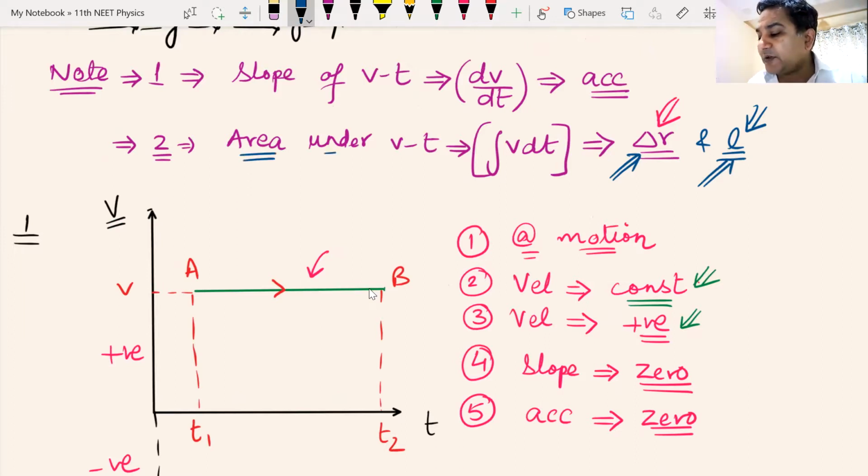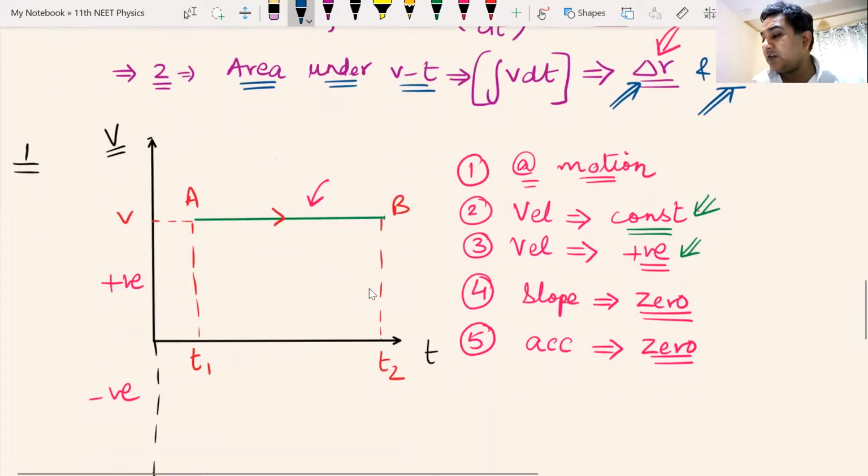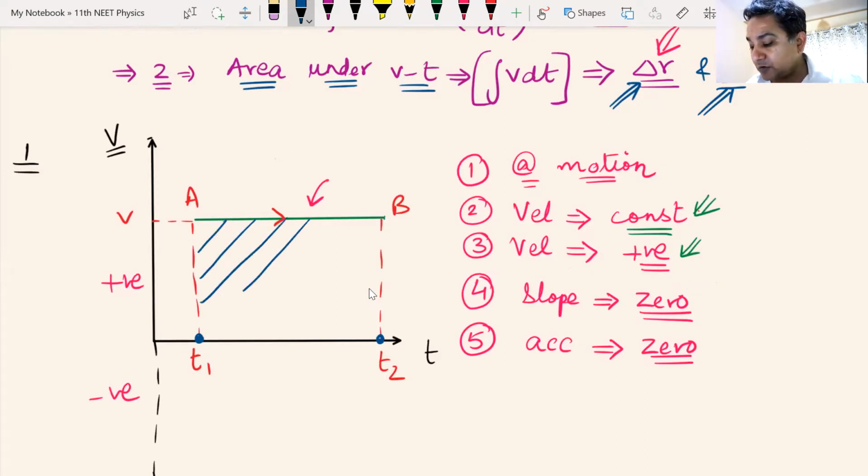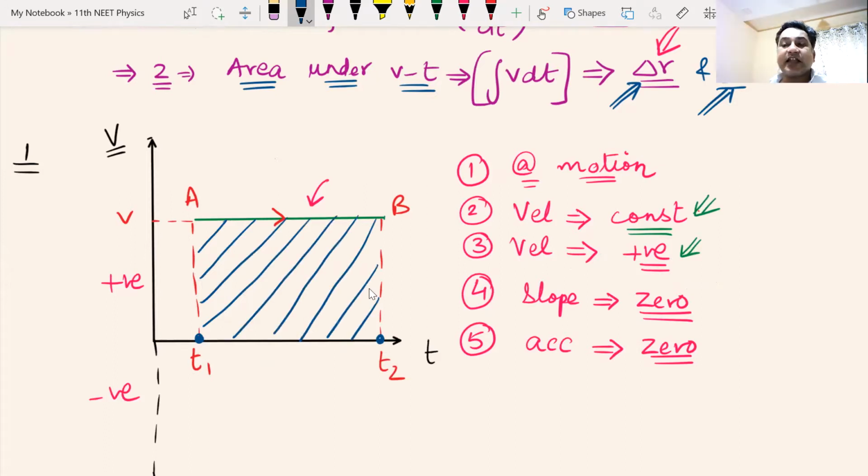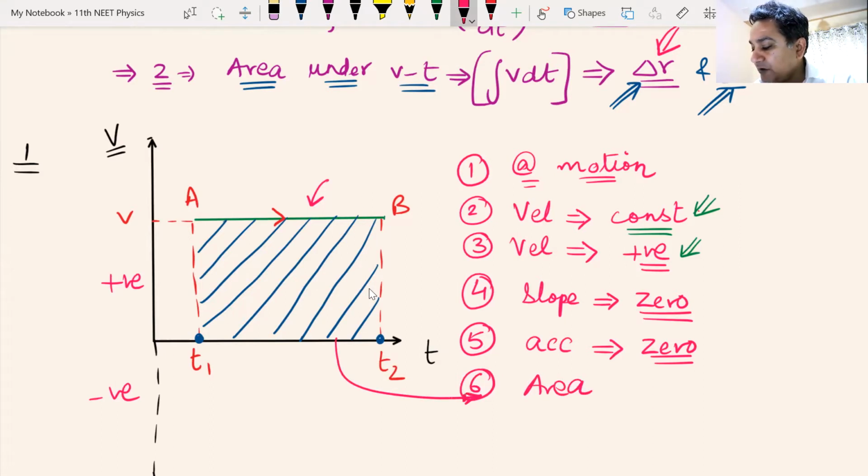To get the displacement or distance traveled, we must find the area under the velocity time graph. If I want to find the displacement or distance from time t1 to time t2 seconds, I must find the area. Which area am I talking about? This shaded region, which is nothing but the area of a rectangle. This area gives me the displacement of the particle.